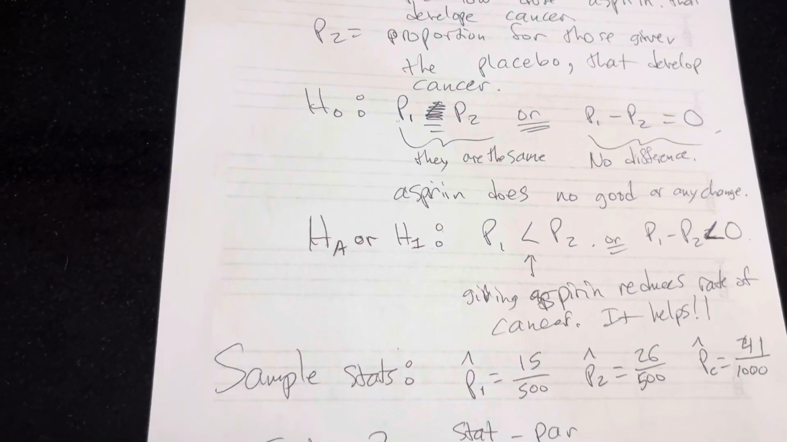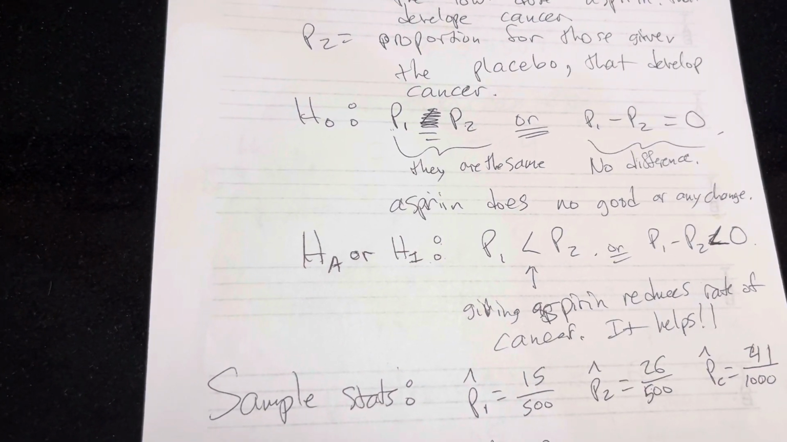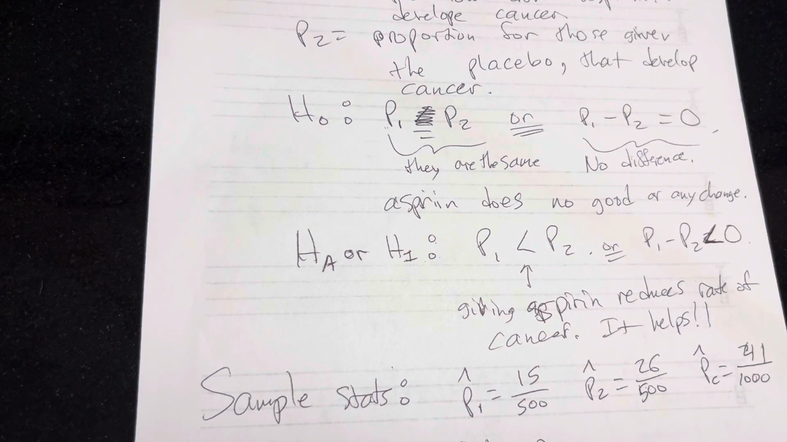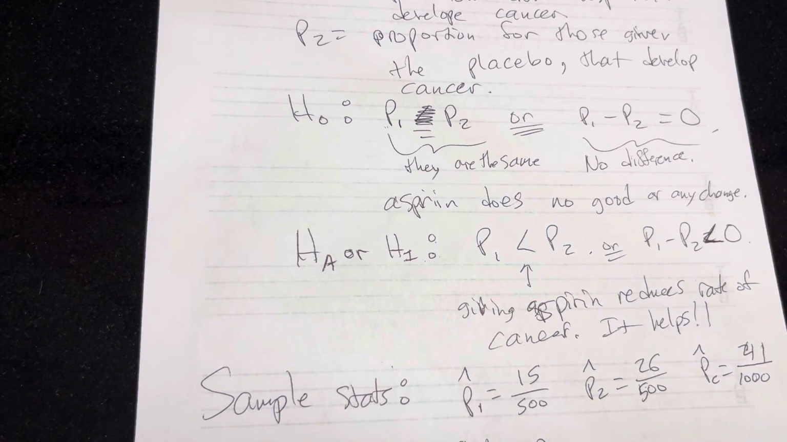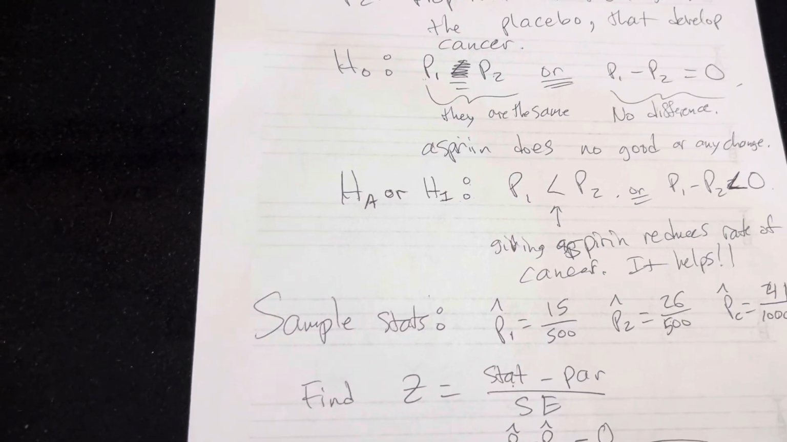Then I go straight to the next step, which is I have to go get a sample. Well, they gave me the sample information. P1 hat was 15 over 500, P2 hat is 26 over 500, and then my PC, which is combined. I want to calculate all three of those before I even go into any formulas. So I've got those three. Now I can go straight into my formula.